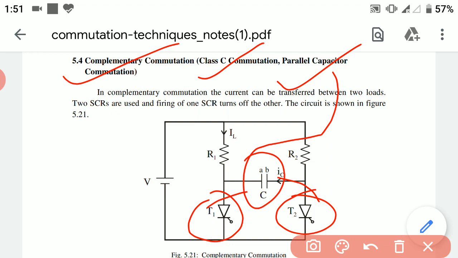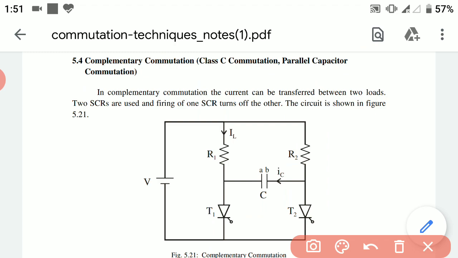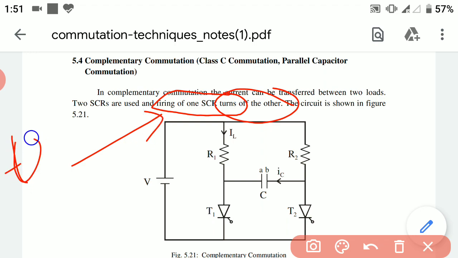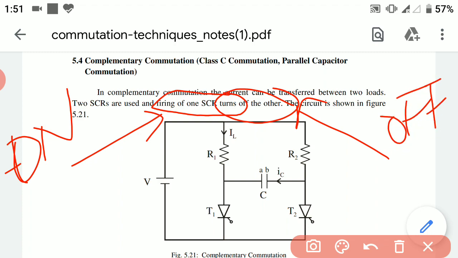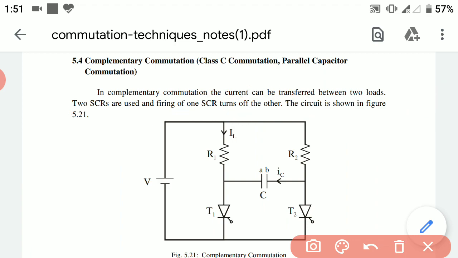Why complementary commutation? Because firing of one SCR turns off the other SCR. That is, if we turn on one SCR, it will turn off the other SCR. Both these thyristors will work in complementary. That is, at a time only one thyristor will be in conductive mode and the other will be in non-conductive mode, that is, it will remain turned off. That's why it is known as complementary commutation technique.